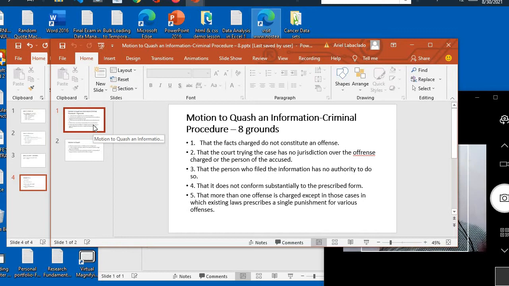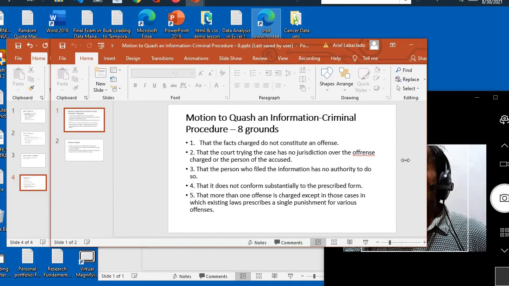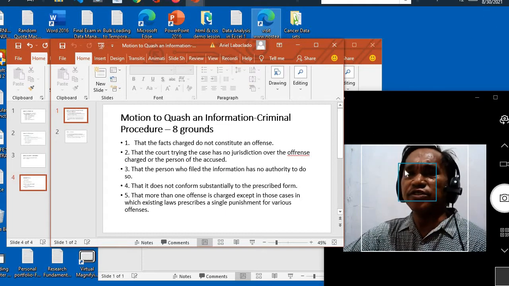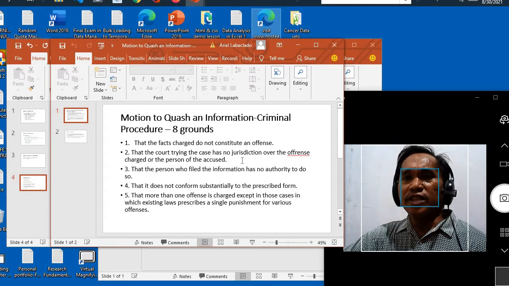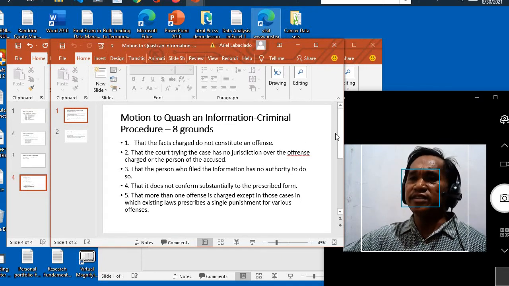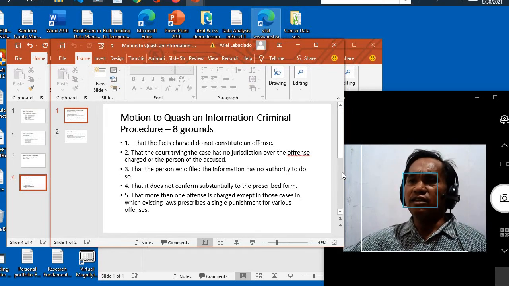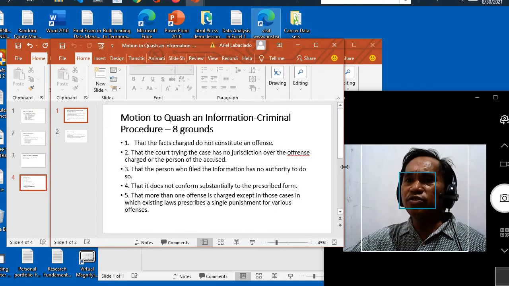So motion to dismiss in civil procedure, then motion to quash in criminal procedure. There are 8 grounds for the motion to quash an information. So what are these grounds? That the facts charged do not constitute an offense. So the defendant's lawyer can move to quash the information if the facts charged do not constitute an offense.